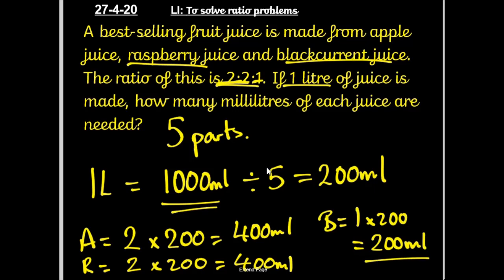And if I add them all up, I should get 1,000. 400 plus 400 plus 200 is indeed 1,000 millilitres, which is 1 litre. So how many mils of each juice are needed? I need 400 mils of apple juice, 400 mils of raspberry juice, and 200 mils of blackcurrant juice.